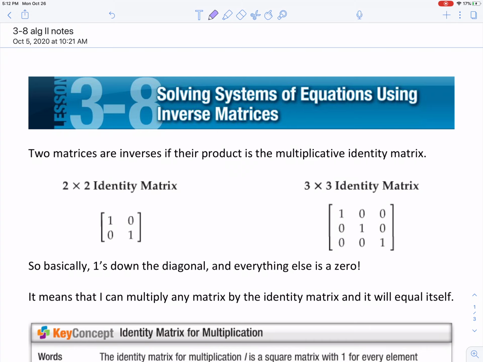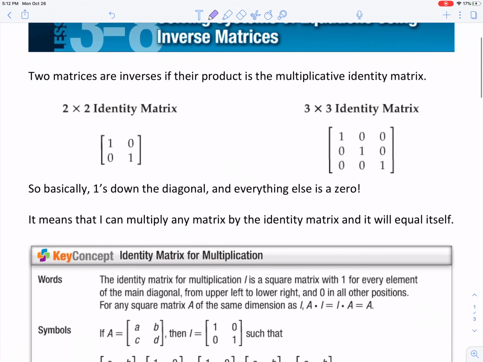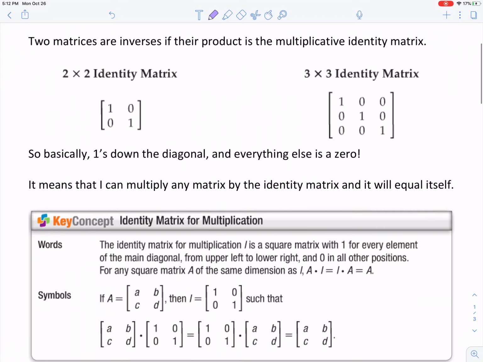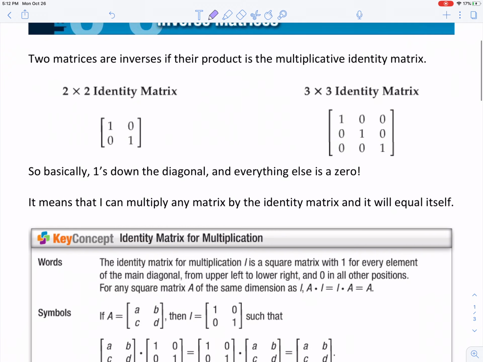it. So for today, we are going to work on finding an inverse matrix. Tomorrow, we'll be finding an inverse matrix to use it to solve a system of equations. 3/8 is actually the last section of this chapter. So, okay, so if 2 matrices are inverses, it means they, quote, cancel.